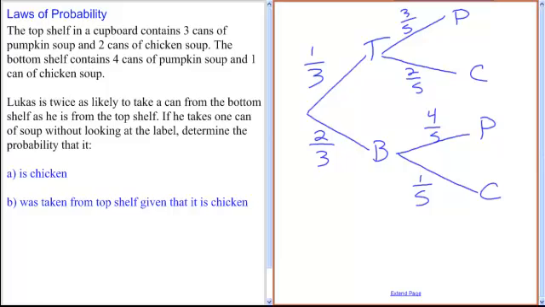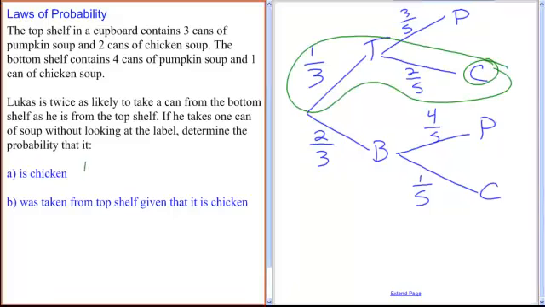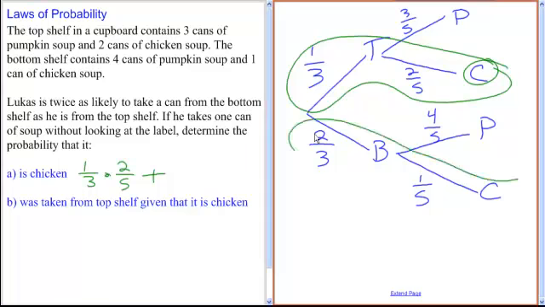So then, determine the probability that the 1 can of soup is chicken. If we're going to pick chicken, chicken is here, so it's going to be this route, which is 1/3 times 2/5. Or, so I'm going to add, the other option is down here, bottom shelf and chicken.